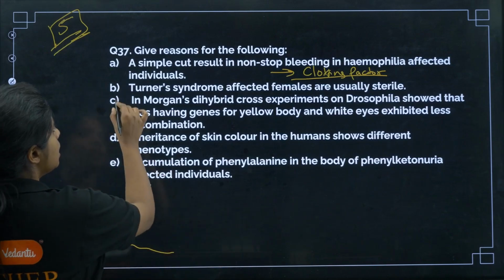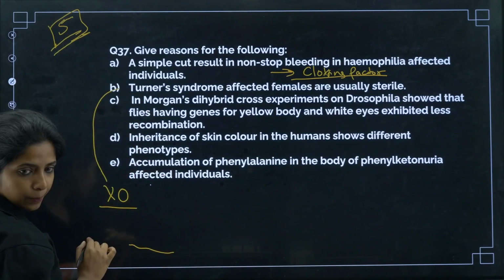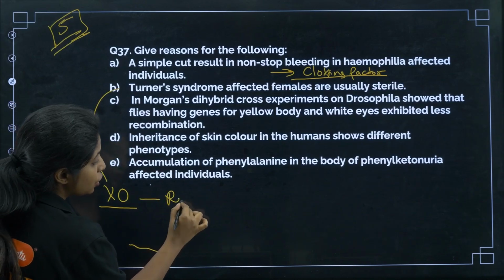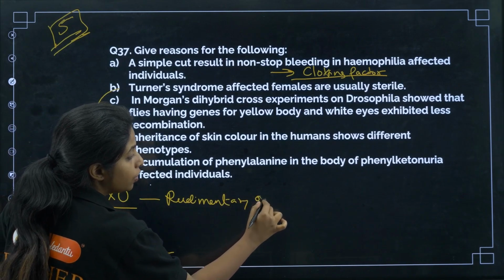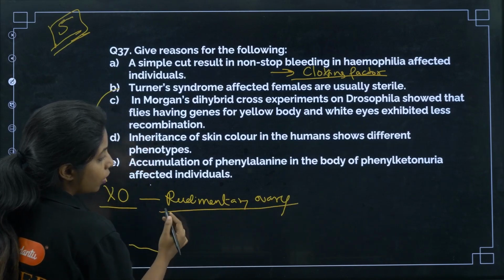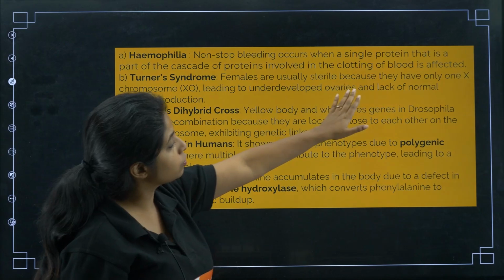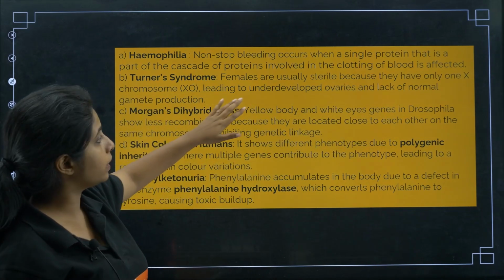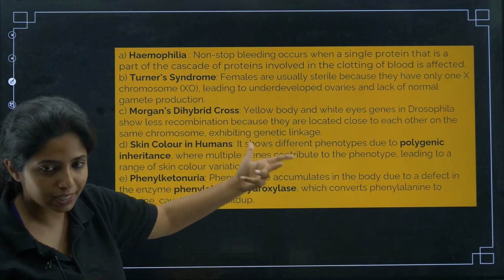Why do you think they are sterile? Because in Turner syndrome there is only one X chromosome, there is no other chromosome. So their ovaries are rudimentary, underdeveloped ovaries. So obviously they do not produce ovum. So this is the answer. Again, let's read. Females are usually sterile because they have only one X chromosome, leading to underdeveloped ovaries and lack of normal gamete production, just like what I said.